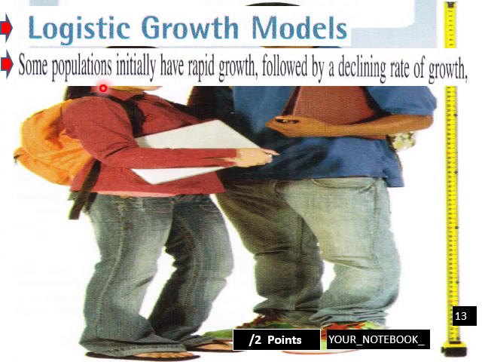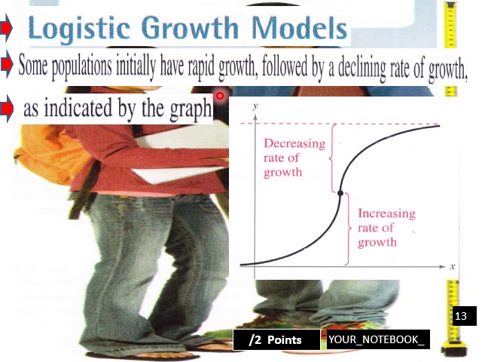Logistic growth models. Some populations initially have rapid growth followed by declining growth, as indicated by this graph here. So you have this situation, it's kind of like an S curve here, a logistic growth model, decreasing rate of growth. Once it reaches this inflection point here, it starts to flatten out. The curve flattens here, and then increasing rate of growth is especially on this bottom part here.